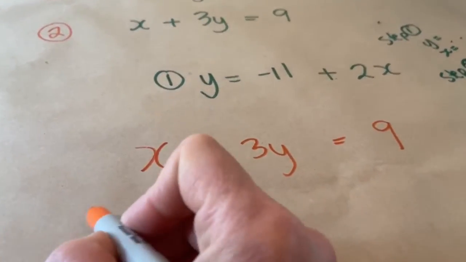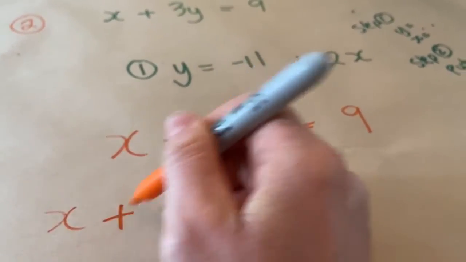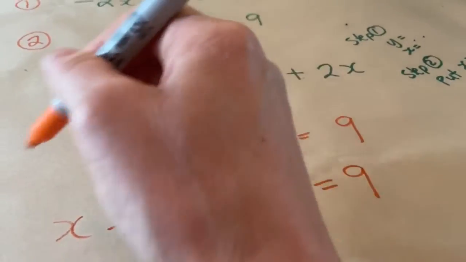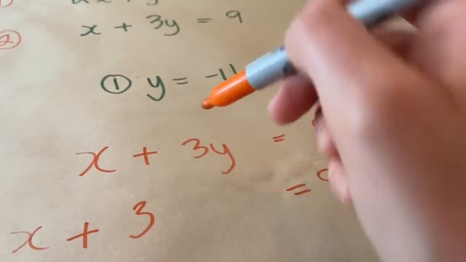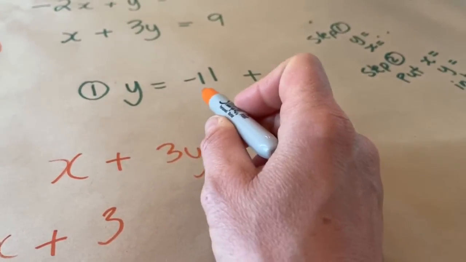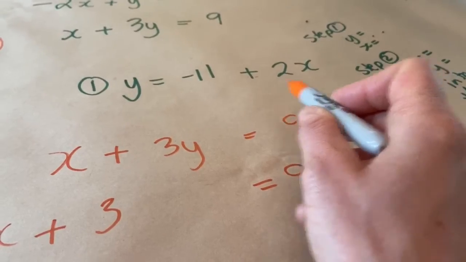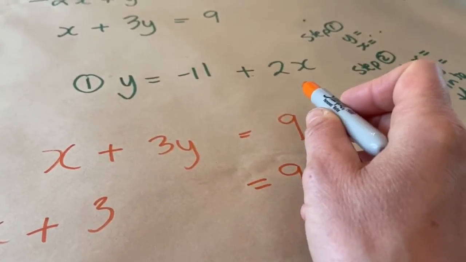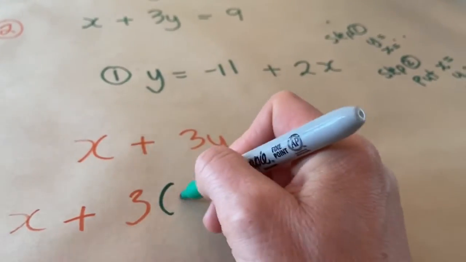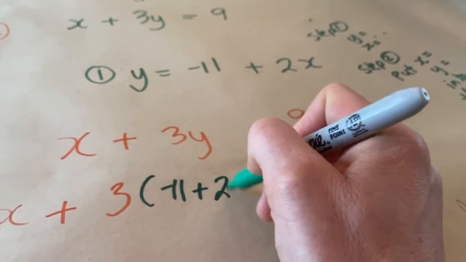So I'm going to write x plus 3, the same thing, equals 9. The only thing that's going to be different is instead of writing y, I'm going to write down negative 11 plus 2x. Because negative 11 plus 2x is the exact same thing as y. So over here, negative 11 plus 2x.